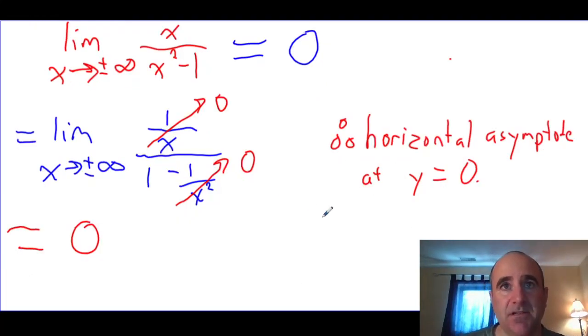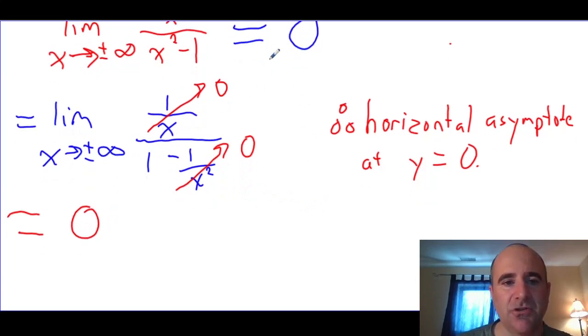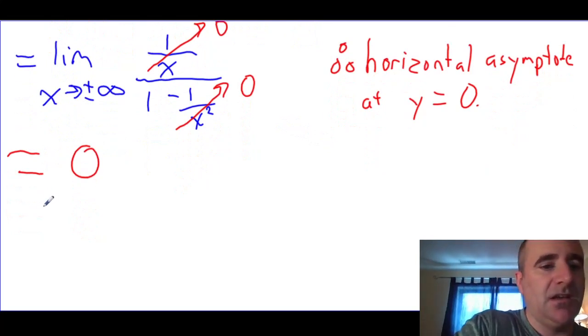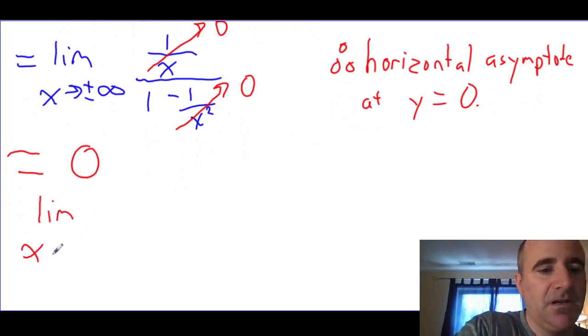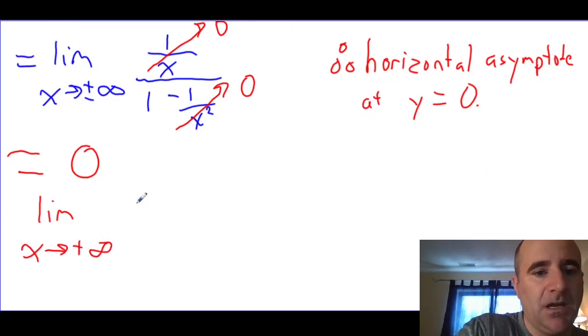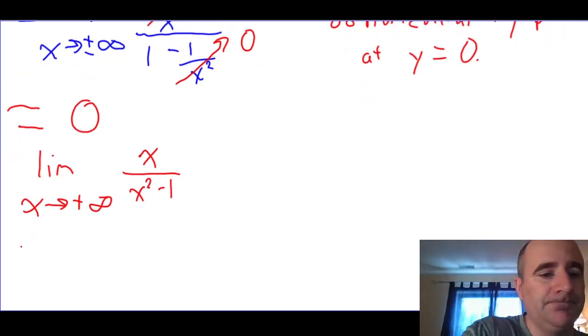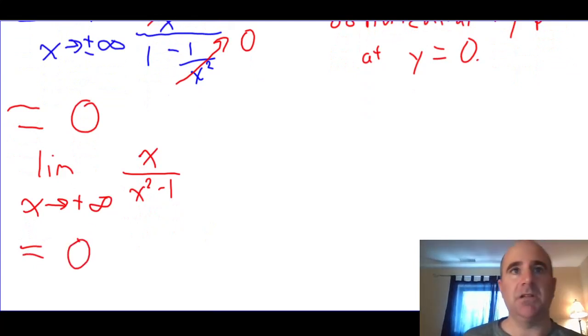We can also be more specific about our end behavior. Does the graph get closer and closer to 0 from above or from below? What we need to do now is break this limit up and realize that the answer depends on whether x approaches positive infinity or negative infinity. So the limit as x approaches positive infinity of x over x squared minus 1, we already know is equal to 0. But let's talk a little bit more specifically.